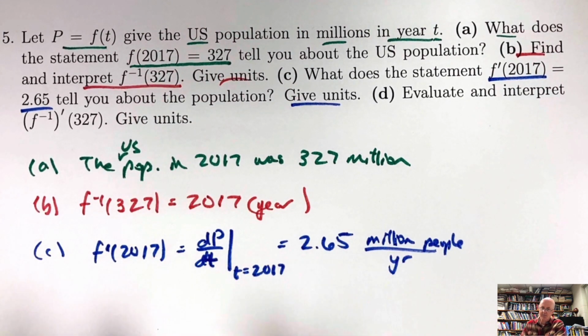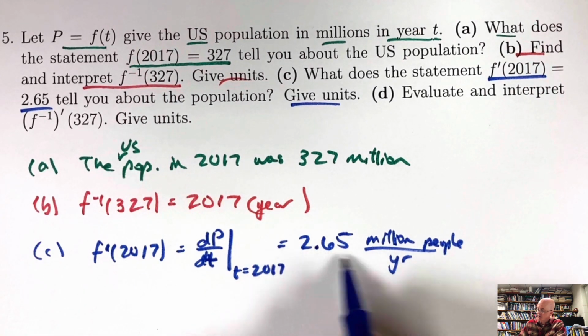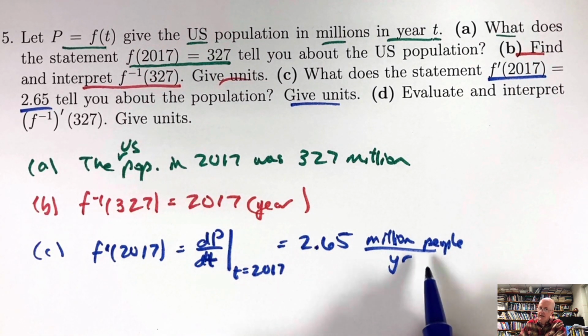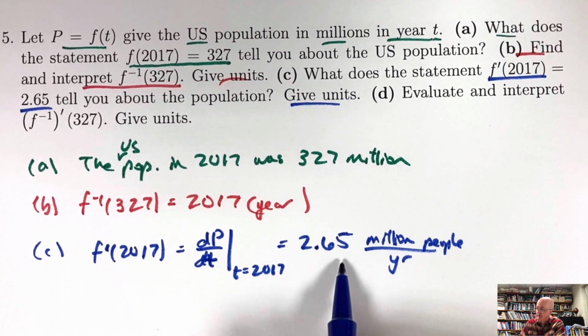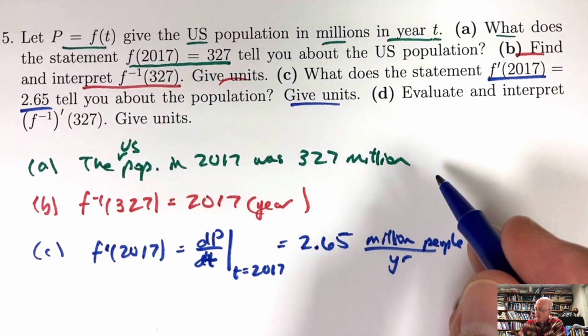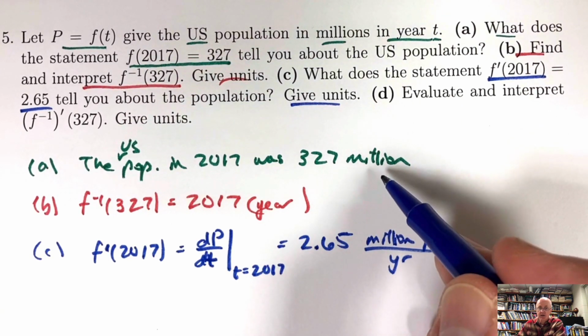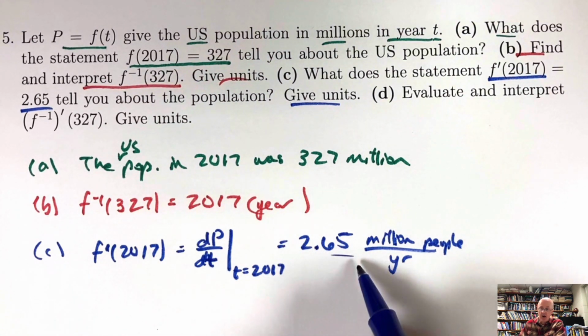Let me interpret it verbally as a rate of change. That's saying in the year 2017, the rate of change of population is 2.65 million people per year, meaning as an estimate for the population in 2018, 1 year later, you would estimate that it would be 2.65 million people more, approximately. Maybe you'd round it to 2.7 or something, or maybe even 3. So if the population in 2017 was 327 million, you'd estimate the population 1 year later, change in t is 1, to be this much bigger.